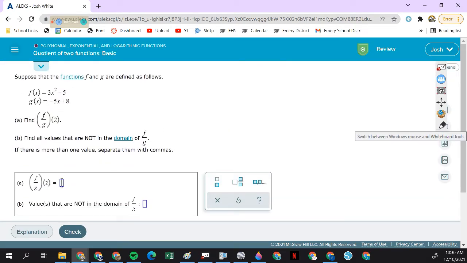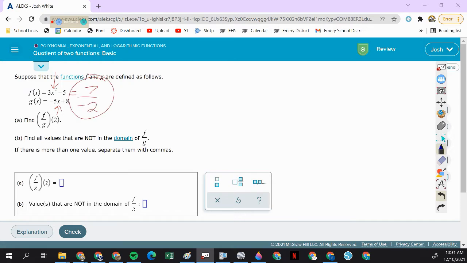All right. We have an f function. We have a g function. We want to know what is f divided by g of 2. So actually, all we have to do is plug 2 into the f and plug 2 into the g and then divide the answers. So if I stick 2 in there, I get 12 minus 5 equals 7. If I put 2 in there, I get negative 10 plus 8 is negative 2. So the answer is just 7 over negative 2.